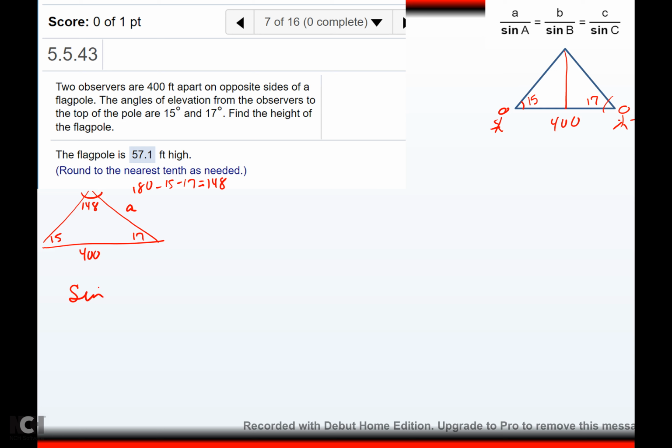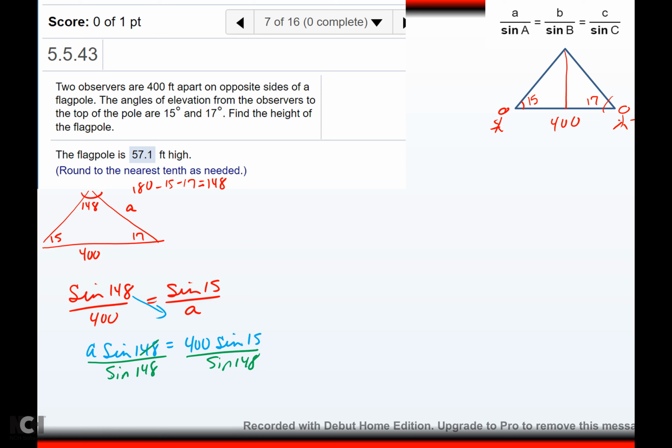So if I do sine of 148 over 400, that equals sine of 15 over a. To solve for a, I'm going to cross multiply, so I get a times sine 148 equals 400 times sine 15. To get a alone, I'm going to divide by sine 148, and I get little a equals 195.3648, yada, yada, yada.